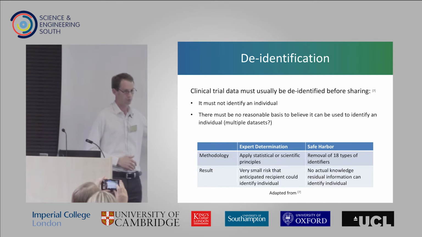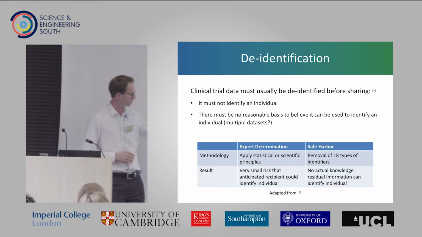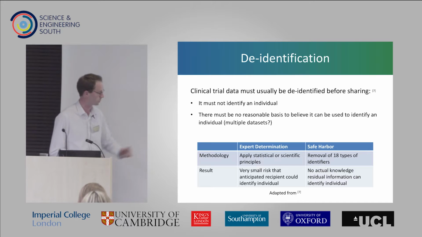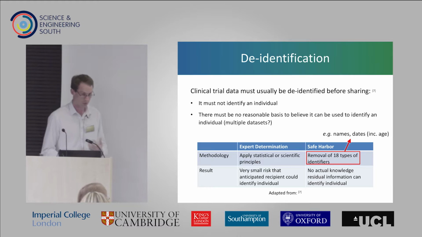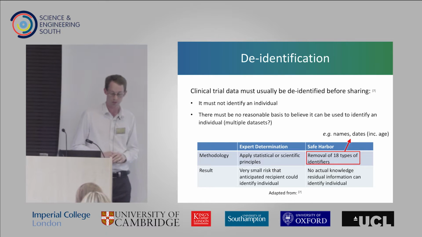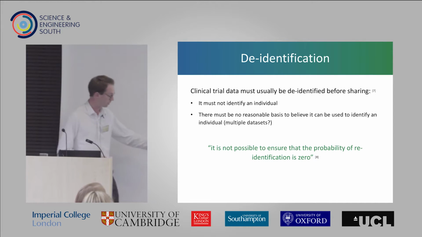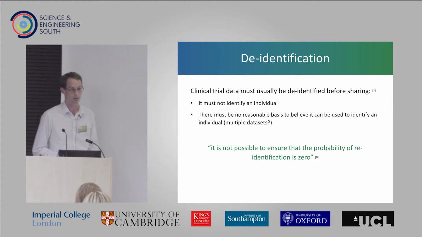So two methods from the literature. Firstly, you can ask an expert to decide whether or not there's a low enough probability that someone could be identified. Or secondly, we can remove all the identifiable information by following this recipe, which is called the safe harbor method. So this includes items such as names, dates, and many others. But we must recognize that it's not possible to ensure that the probability of re-identification is none. There's always some probability.